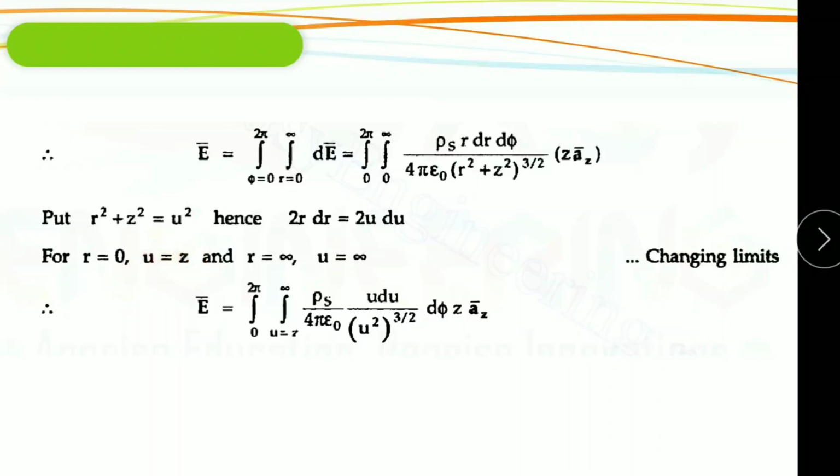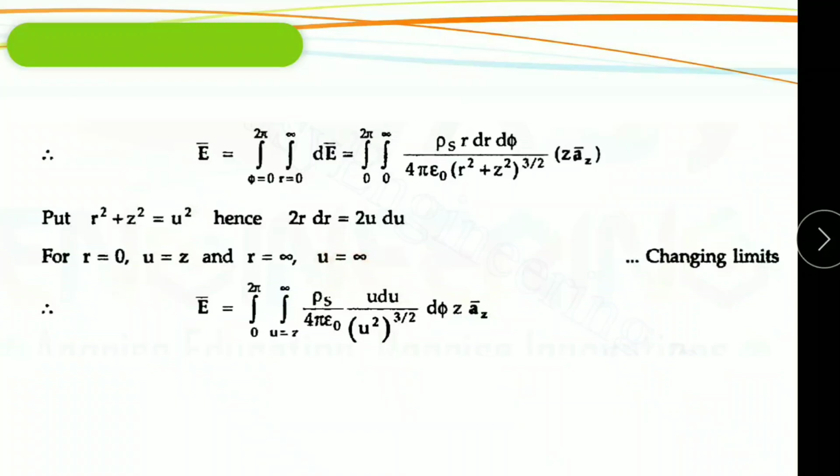Similarly, substitute r equal to infinity in this case. That means infinity square plus z square. By adding any term to infinity, its value is also infinity. So the u square value is infinity, then the u value is also equal to infinity. That means here we are changing the limits. Why? Because to convert r square plus z square to u square, the limits are changed here. For r equal to 0 to infinity, it changes to u equal to z to infinity.